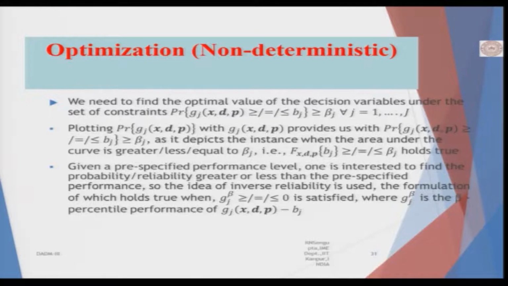So, I plot the values of the function gj's, and then I try to find out how the overall surface changes as the probability changes. It will depict the instance when the area under the curve is less than, greater than, or equal to, depending on the greater than sign, equal to sign, or less than sign, for the value of f.